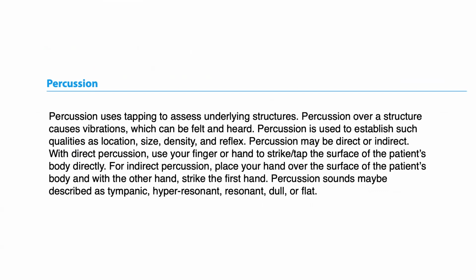With direct percussion, use your finger or hand to strike or tap the surface of the patient's body directly. For indirect percussion, place your hand over the surface of the patient's body and with the other hand, strike the first hand. Percussion sounds may be described as tympanic, hyperresonant, resonant, dull, or flat.